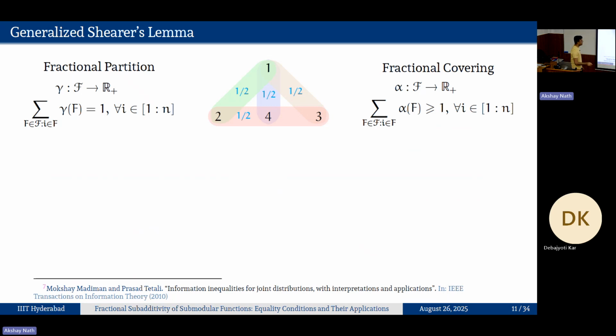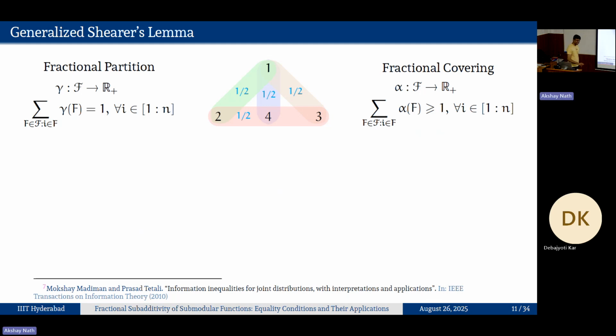In a setting where I have the number of representations exactly equal to k, I'm just going to call it a fractional partition. And when I have the number of representations at least k, I'm going to call it a fractional covering. The latter is XOS, fractionally subadditive.